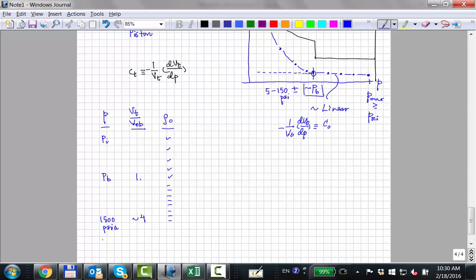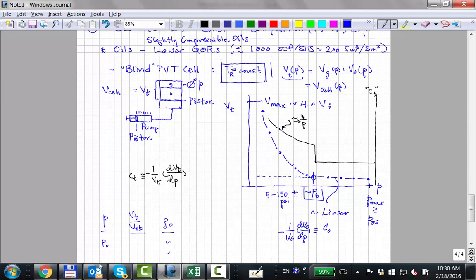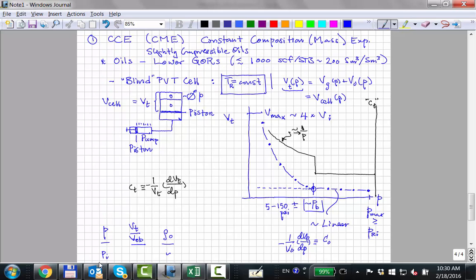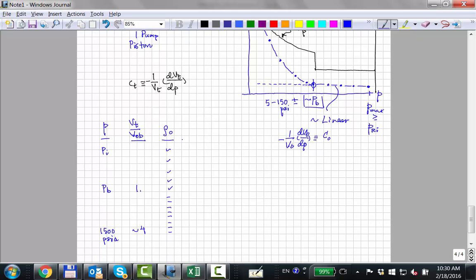And that's pretty much all you get from this experiment for a traditional oil. You get the density above the bubble point, and you get this total relative volume. And of course, the bubble point pressure estimate as well.